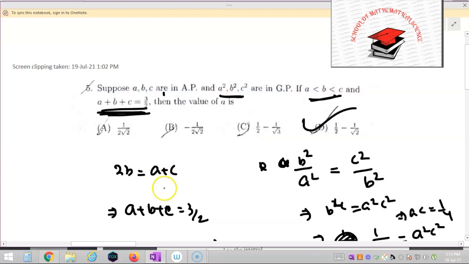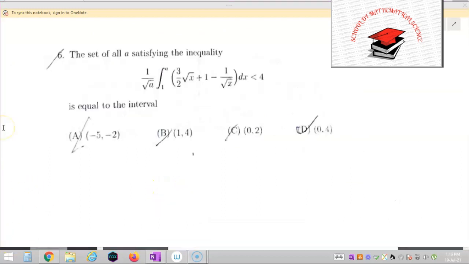Okay, students. So we have solved the question number 5 also. Now let us solve the question number 6. Question number 6 says that a is a number, the set of all a satisfying this inequality: 1 by root a, integration 1 to a, of 3 by 2 root x plus 1 minus 1 by root x dx is less than 4.